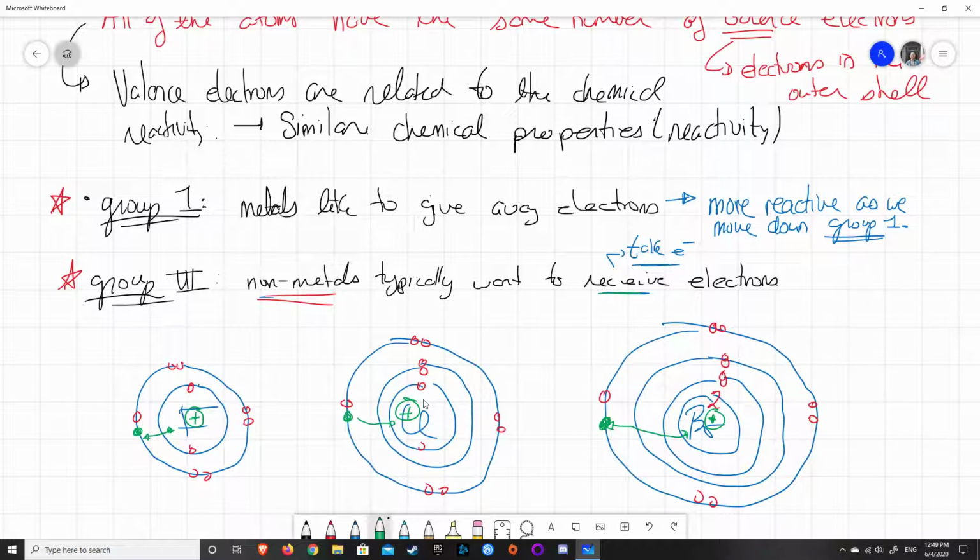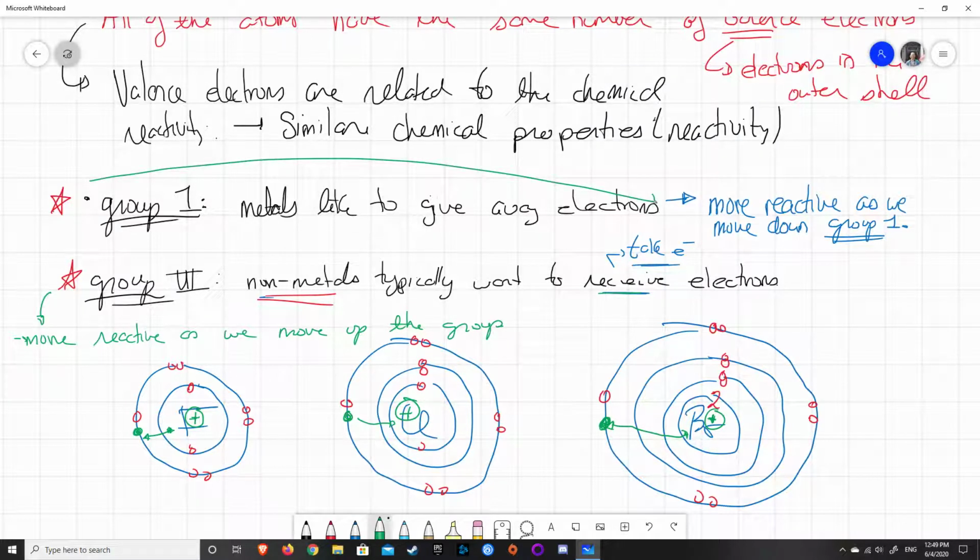So it's the opposite. Metals become more reactive as we move down the group. And in group 7, it's more reactive as we move up the group. So that's our first important trend for group 7 and our first important trend for group 1.